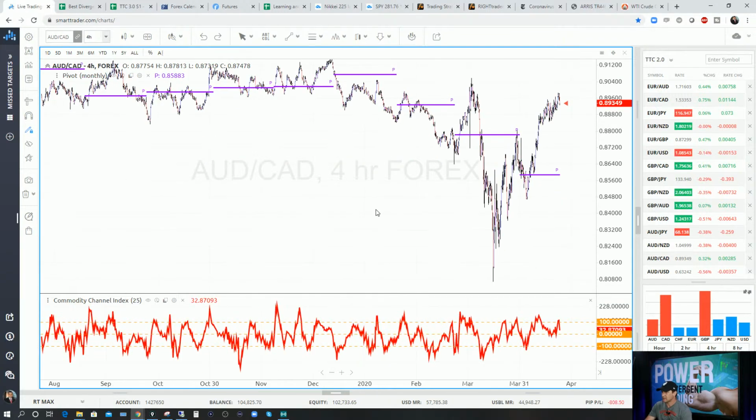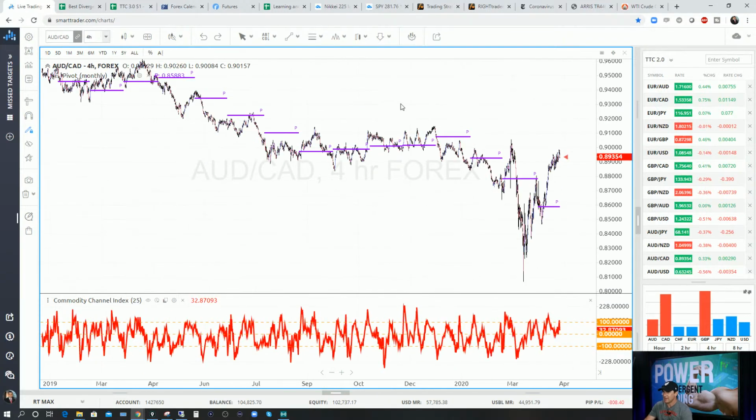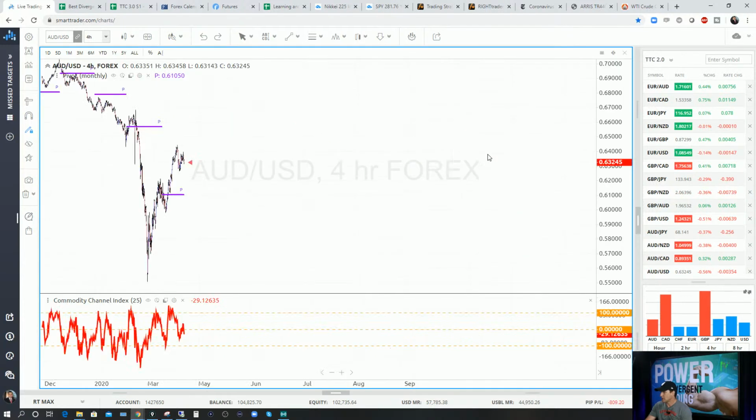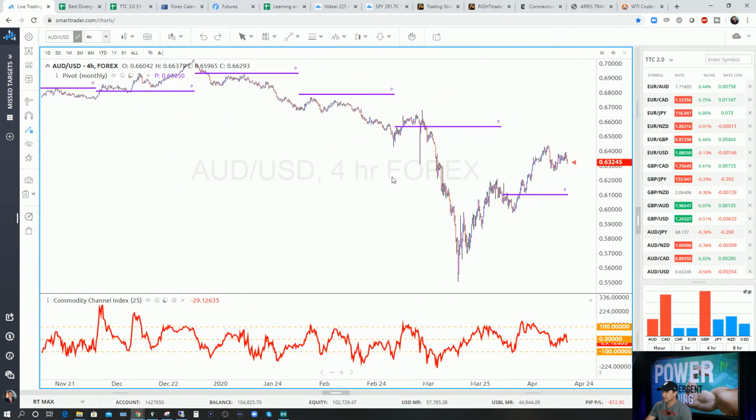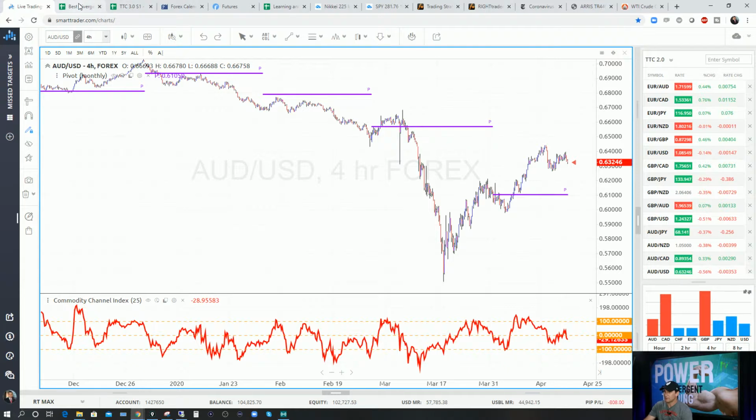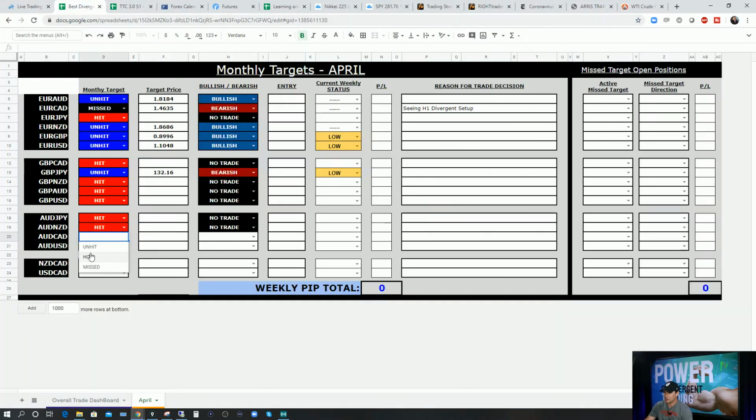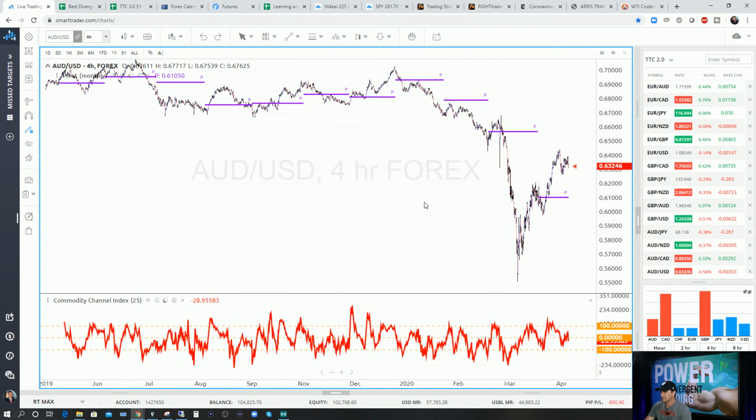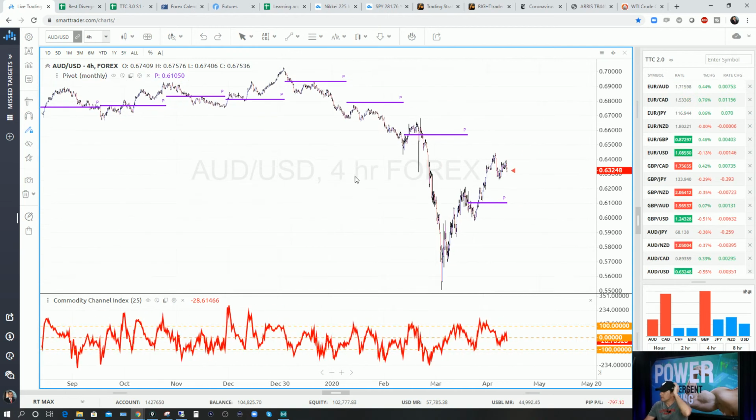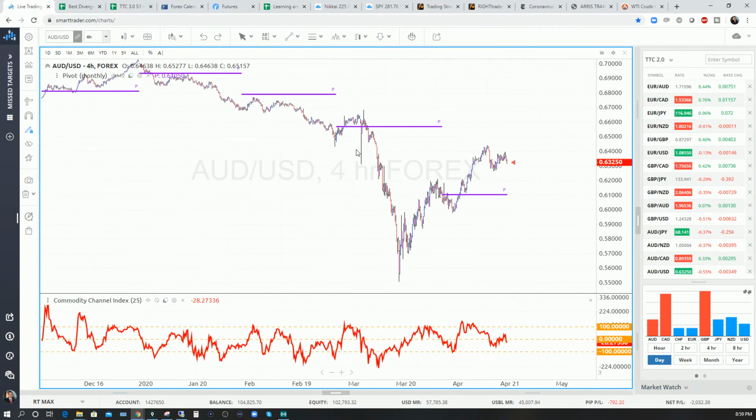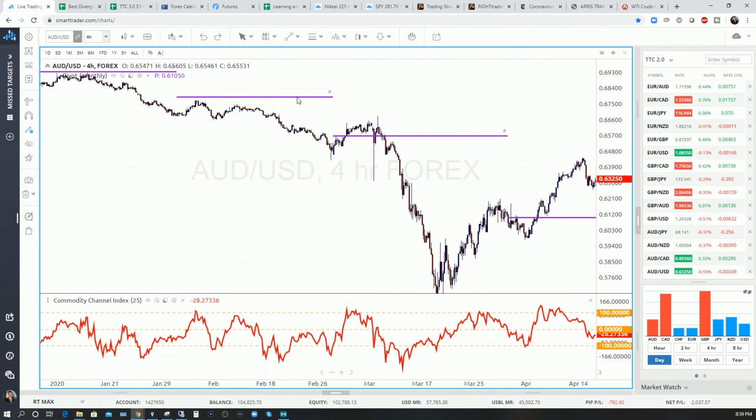And on Aussie CAD, we don't have any targets. And let's go to Aussie US dollar. And we have something up here at the top. So let me go ahead and mark this off. Aussie CAD hit target. And then Aussie US dollar right here. All right, this is what we got going here. So we've got a setup right here, and you can see it's a missed target right about here. We have a missed target right at that level.